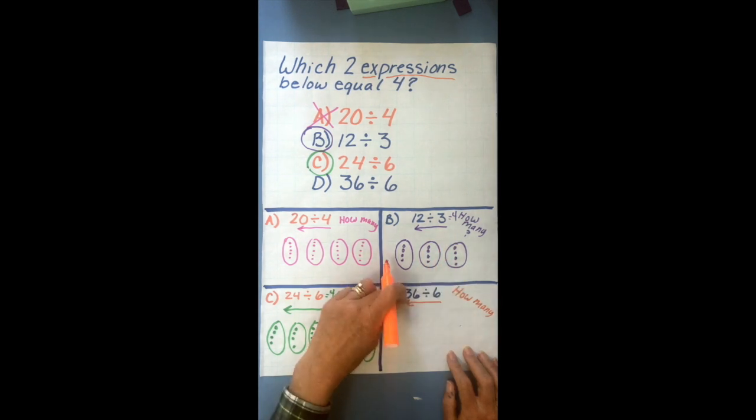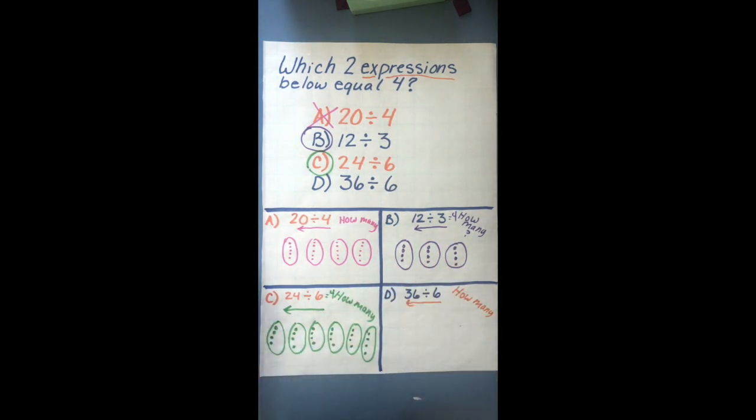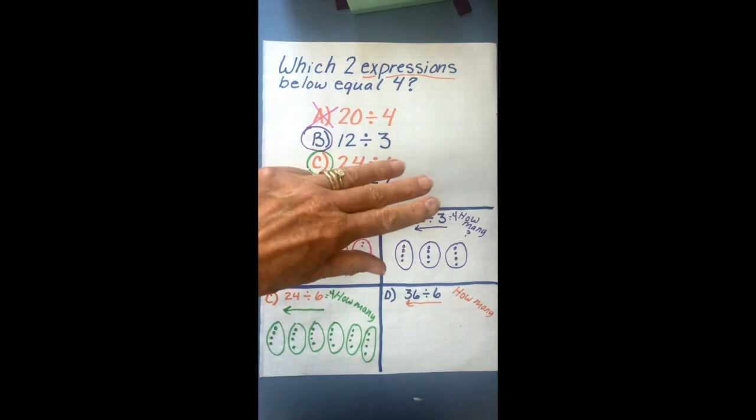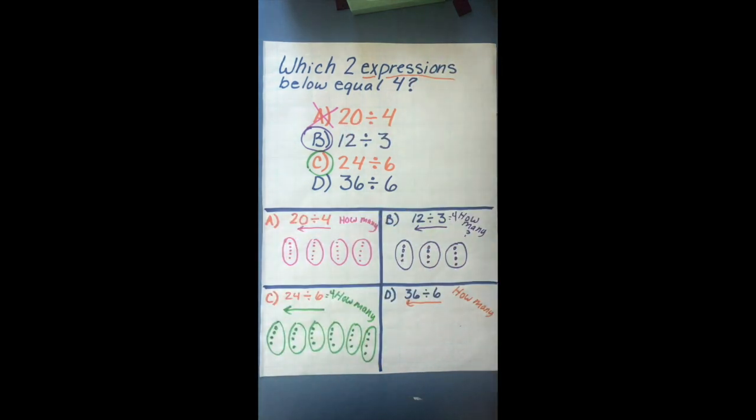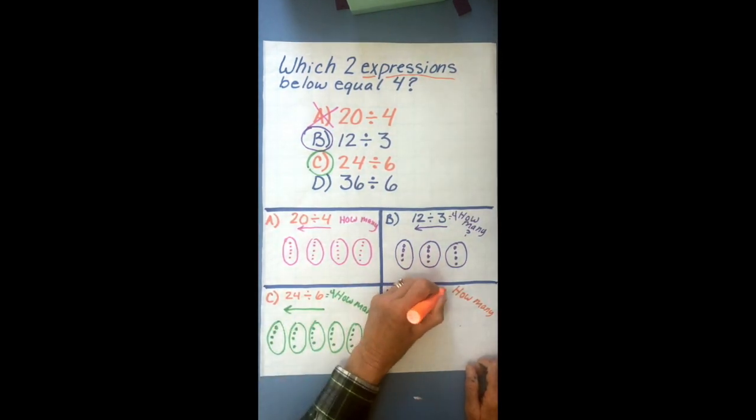How many 6s are in 36? I do my 6 song until I get to 36. 6, 12, 18, 24, 30, 36. Oh, that's 6 fingers. So I'm going to put equals 6.